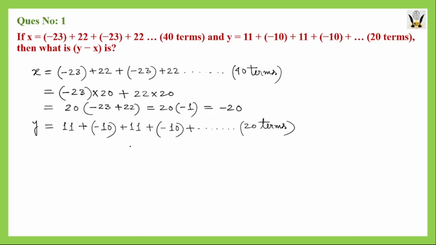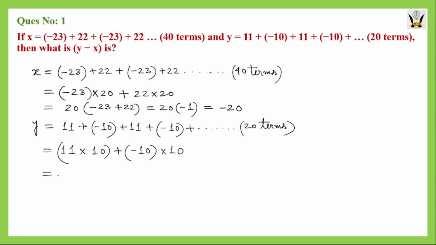And this way, since in this series of y we have 20 terms, that means 11 will be repeated 10 times. So we will have 10 times 11, and this will be the summation of all those 11, and then minus 10 again we will have how many? 10. So the summation will be minus 10 multiplied by 10.